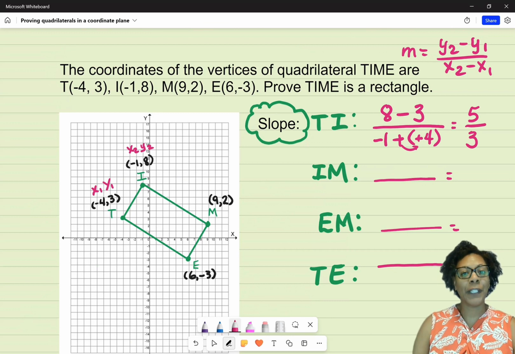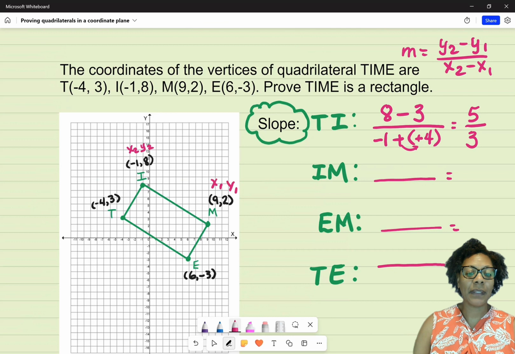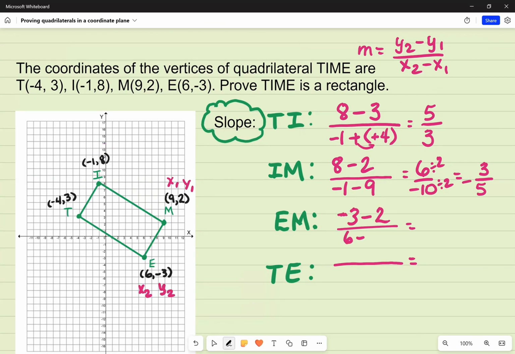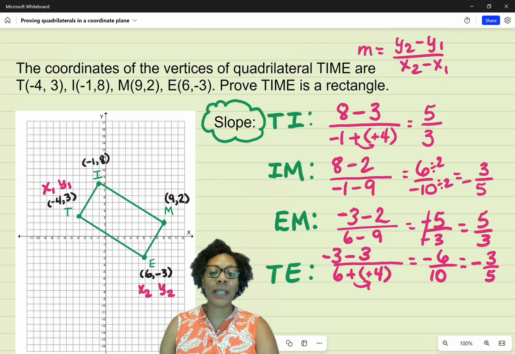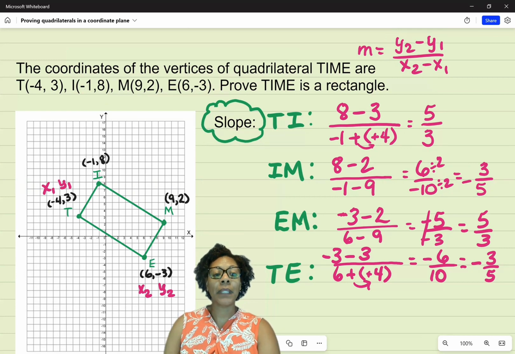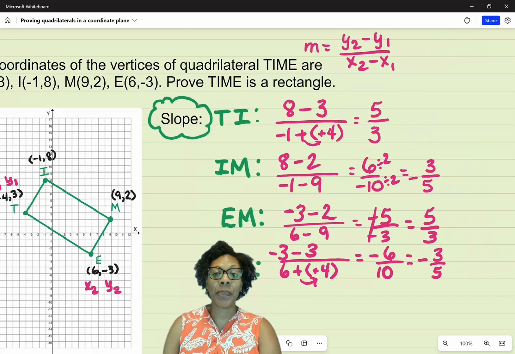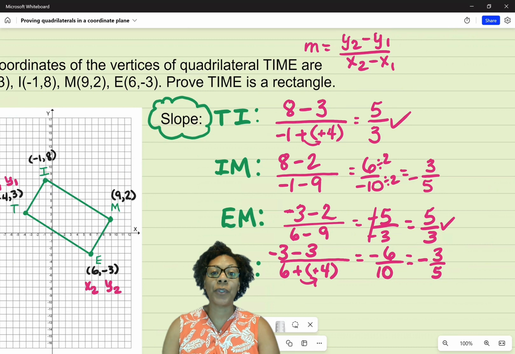So now I want to just continue on through the rest of my segments on this shape, and then we'll see what happens. What I see is segments TI and EM have the same slope, which tells me that they're parallel, because we know that if you have the same slope, your lines will be parallel.